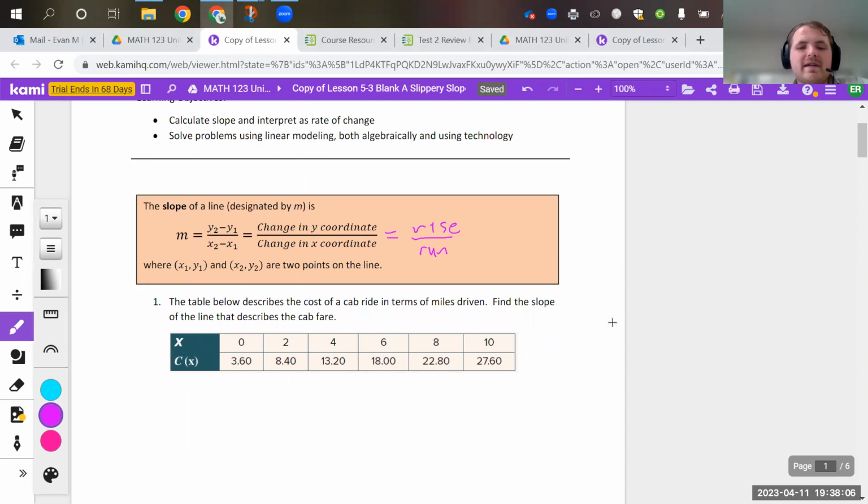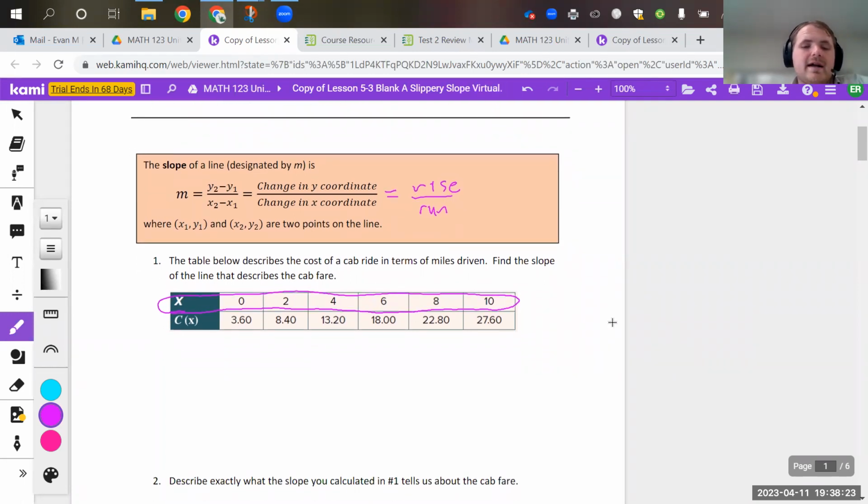So you've got a table down here, still talking about the cab drive, where the x values are on top and the y values, or cx, are on bottom, and your job is to find the slope between them. So the first coordinate is 0 comma 3.6, and the second coordinate is 2 comma 8.4. And what's nice is you only need two coordinates to find the slope, and these are in that form of x1 y1 x2 y2. And so you can label them whichever you want.